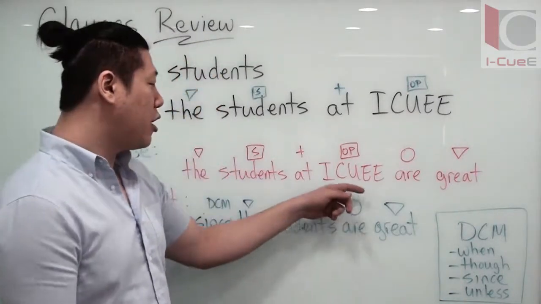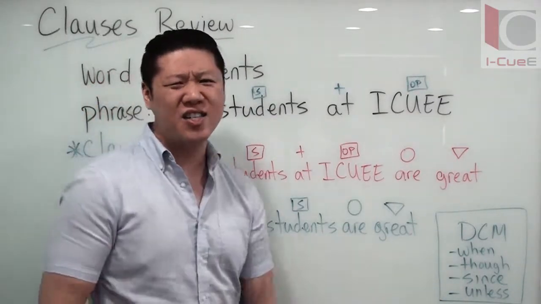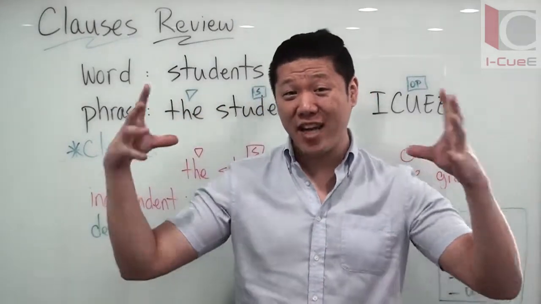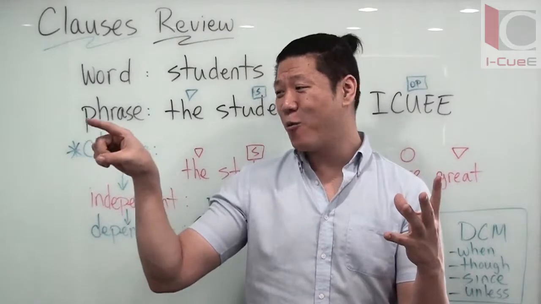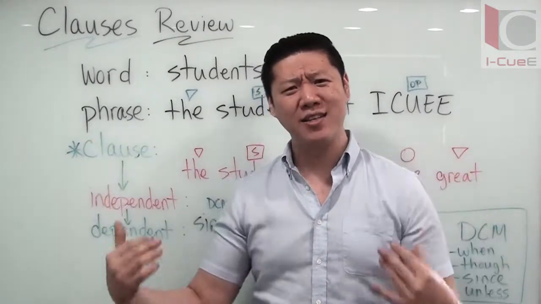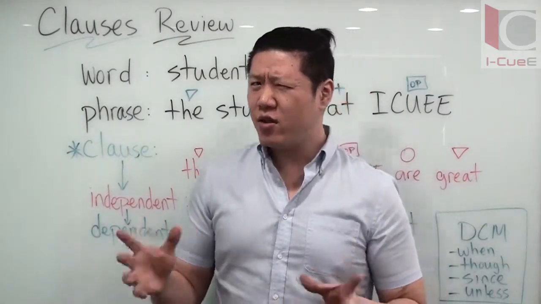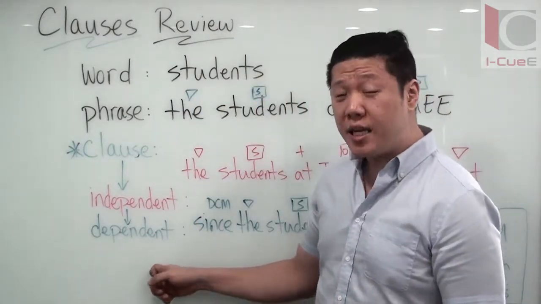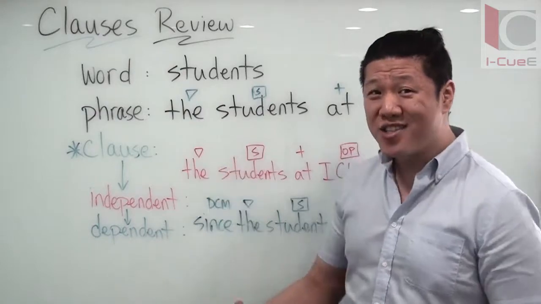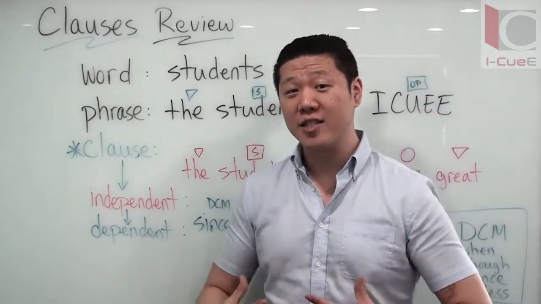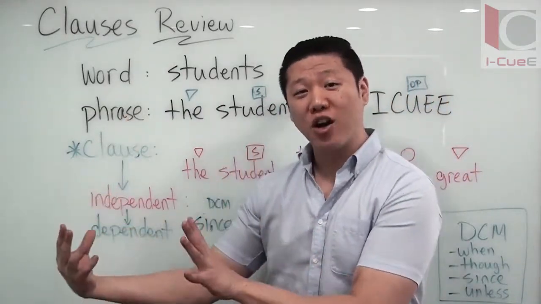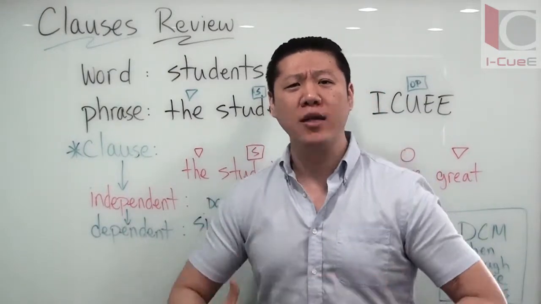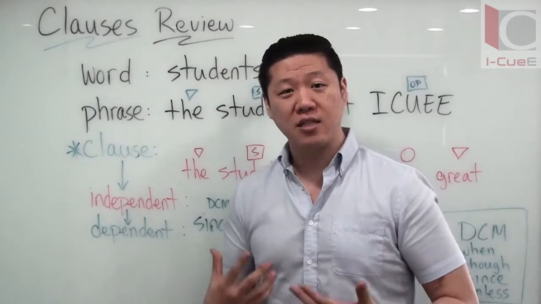Now, if I want to turn this into a dependent clause, it kind of seems a little bit like going backwards because I have a complete thought, and then I add a word, and I turn that into an incomplete thought. That sounds strange, but that's what a dependent clause is. A dependent clause is just an independent clause with a dependent clause marker, an extra word at the beginning that makes me want to know more for it to make sense.